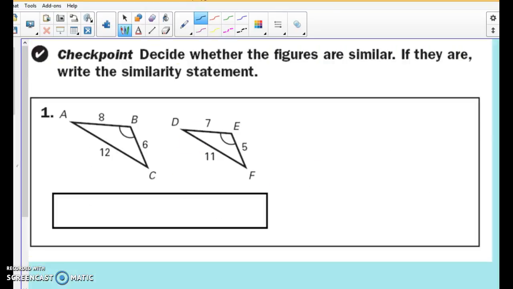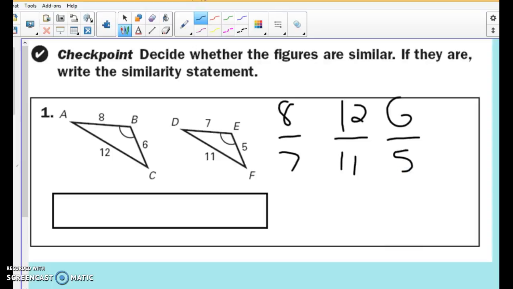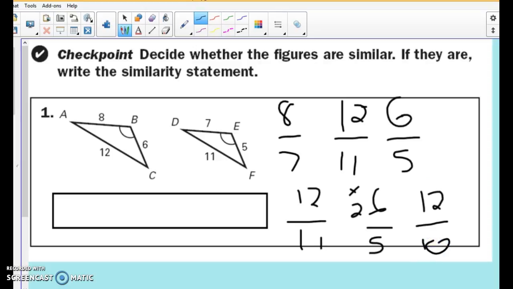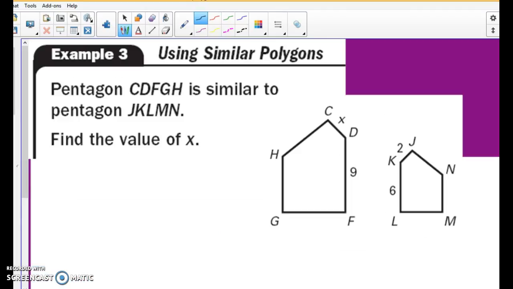Kind of the same thing here. If I have 8 over 7, is that going to be the same as 12 over 11? And is that going to be the same as 6 over 5? Well, you can see I really can't simplify any of these, and they're not the same. Let's just compare 12 over 11 to 6 over 5. I can multiply the top by 2 to get 12, but if I multiply the bottom by 2, I only get 10. So then this would only be 12 over 10, which isn't going to be the same. So this one would not be proportional.